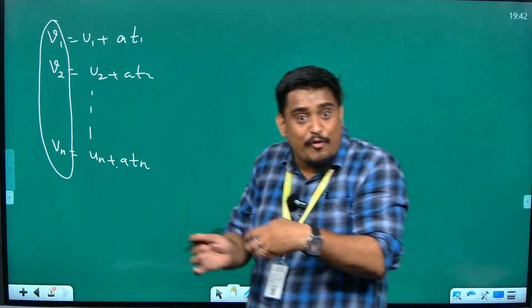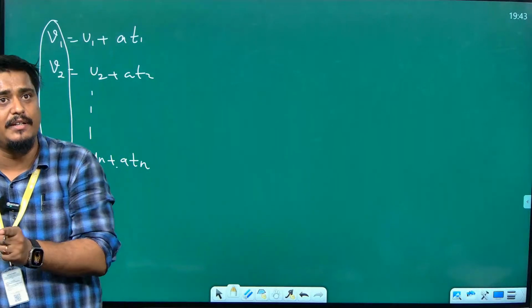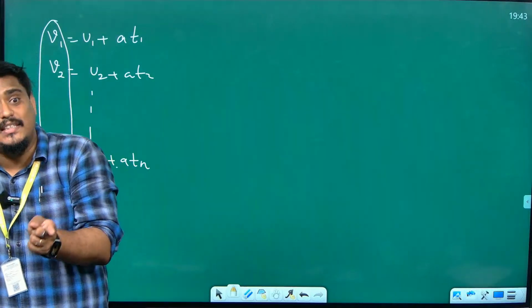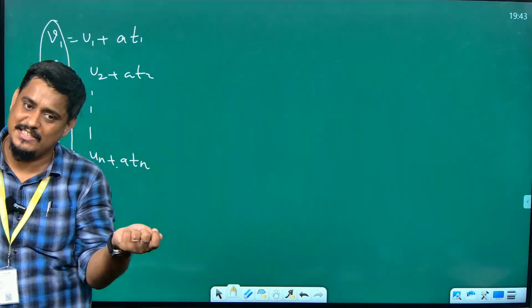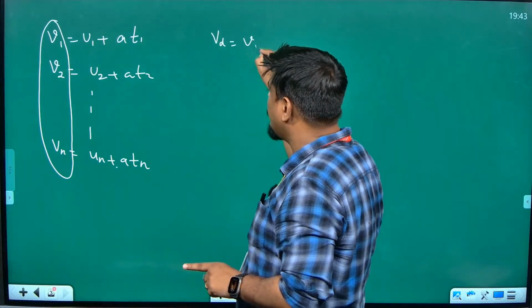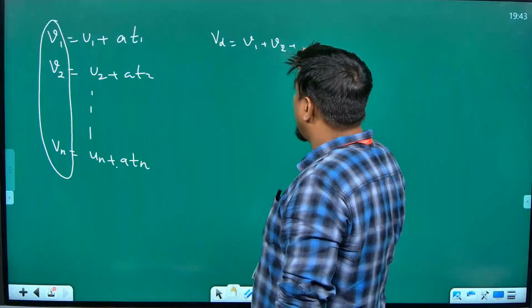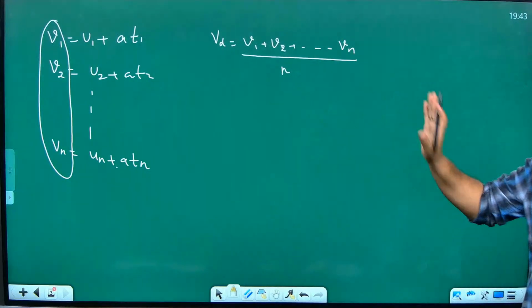The average of all the velocities with which the electrons are getting drifted against the direction of electric field is known as drift velocity. So, what will be drift velocity as per the equation? Vd will become equal to V1 plus V2 up to Vn by n. So, I am taking the average of all the V.